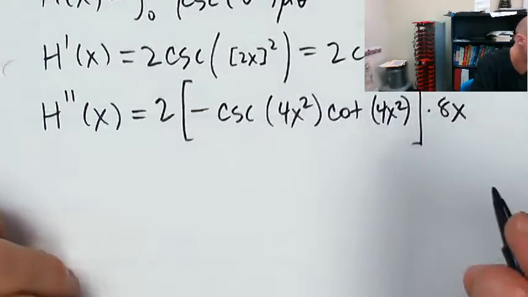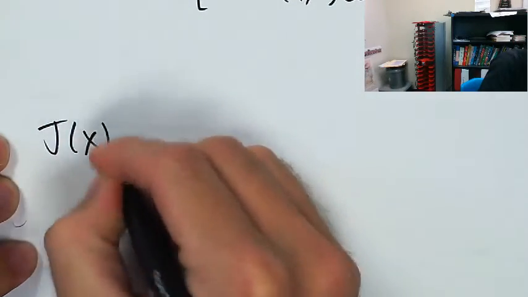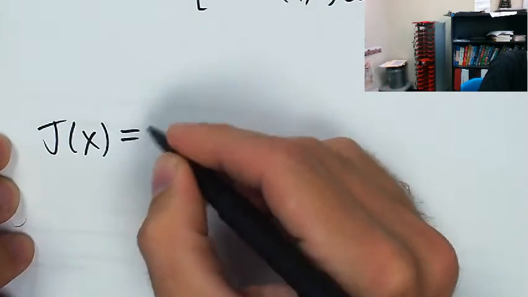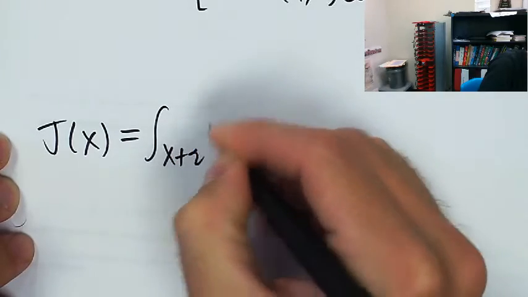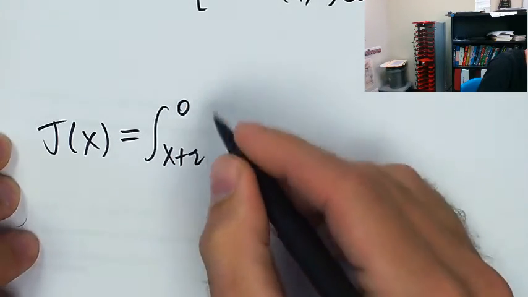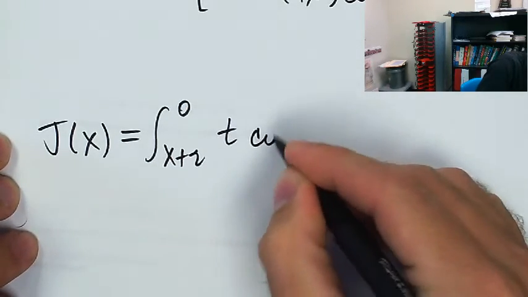Okay, j of x equals the integral from x plus 2 to 0 of t cosine t dt.